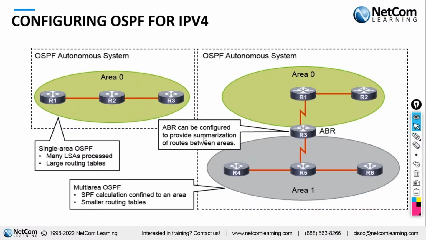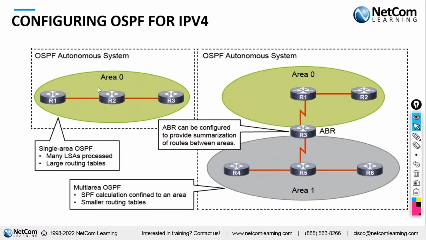ABR can be configured to provide summarization of routes between areas. Okay, so we do route summarization. Route summarization means I have, let's say, in area 1 right now we have 3 routers, maybe we have 50 routers. Instead of sending all routes to area 0, we summarize our routes and we send only a summary route. In this way, our routing table will not increase. Okay, so that is route summarization.